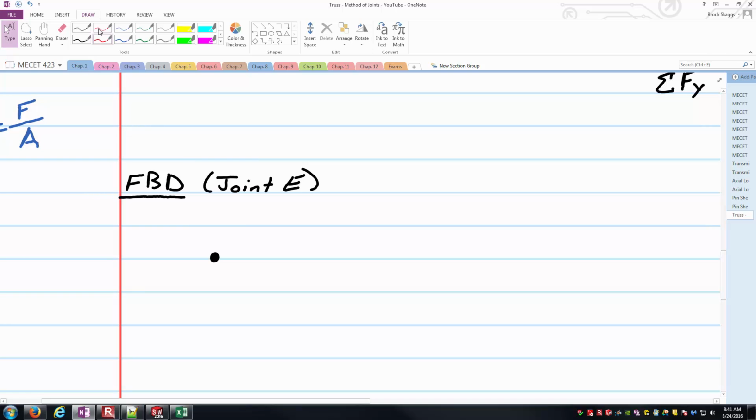And so here, I'll go ahead and use red for my force vectors. This is our E sub x, which from our earlier part of the problem, we found to be 15,000 pounds.